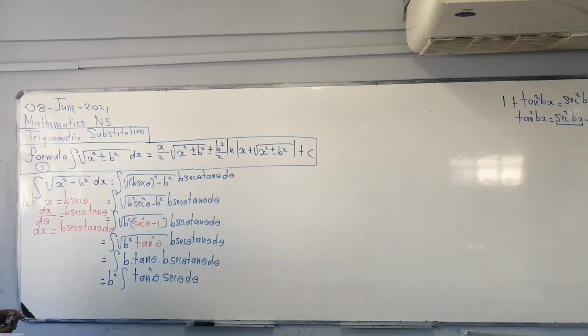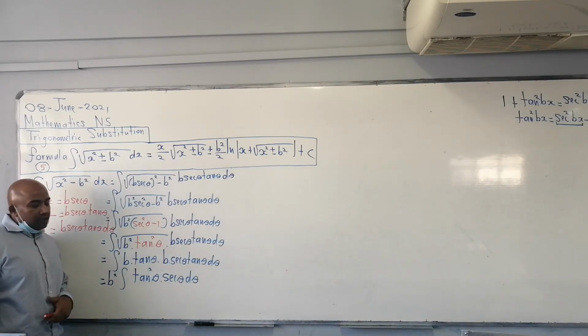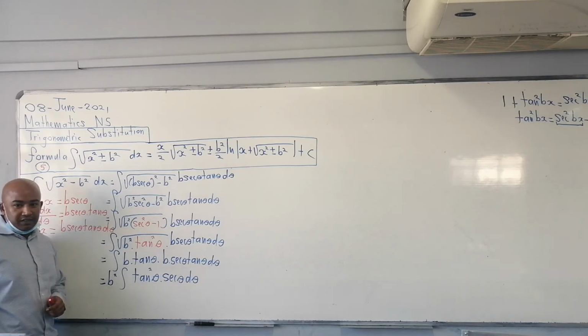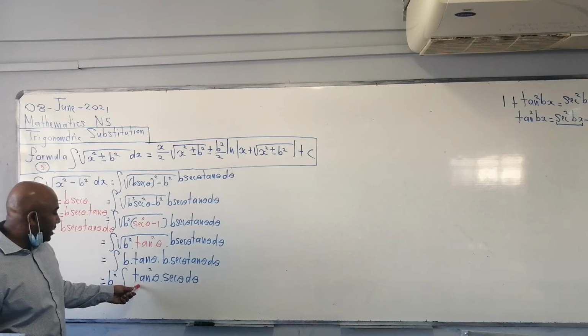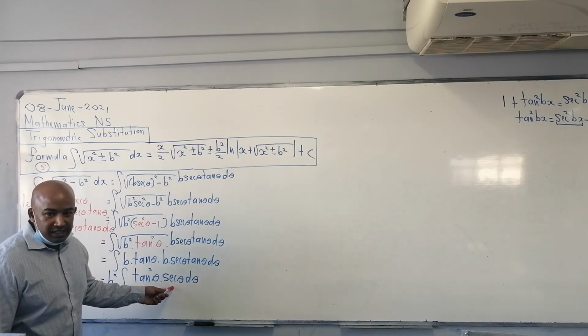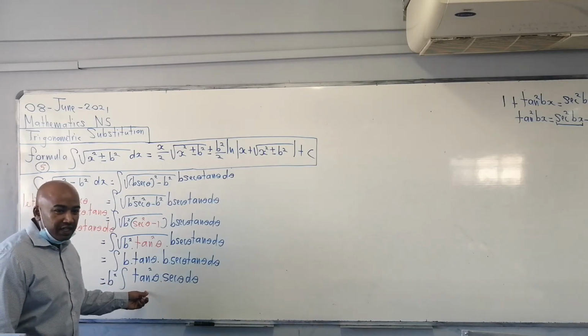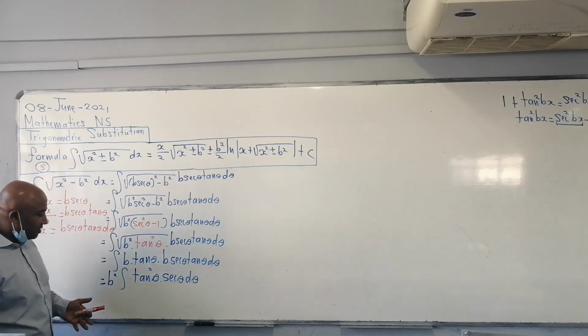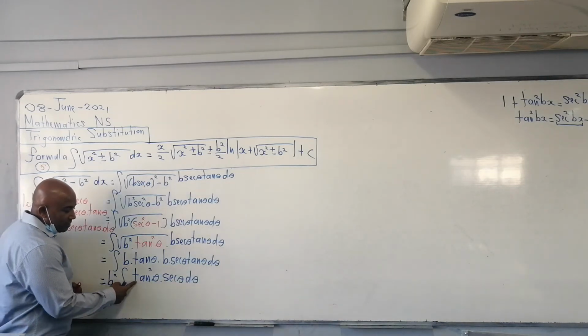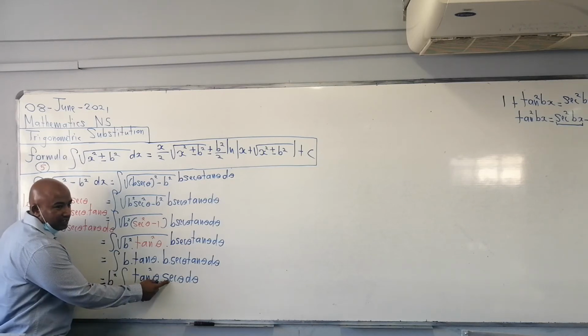Okay, now how can I integrate it? I've got tan squared times sec theta. This is not an exact derivative here. Can you see that? It's not an exact derivative. So if I let u equal tan, the problem is it will not cancel perfectly.